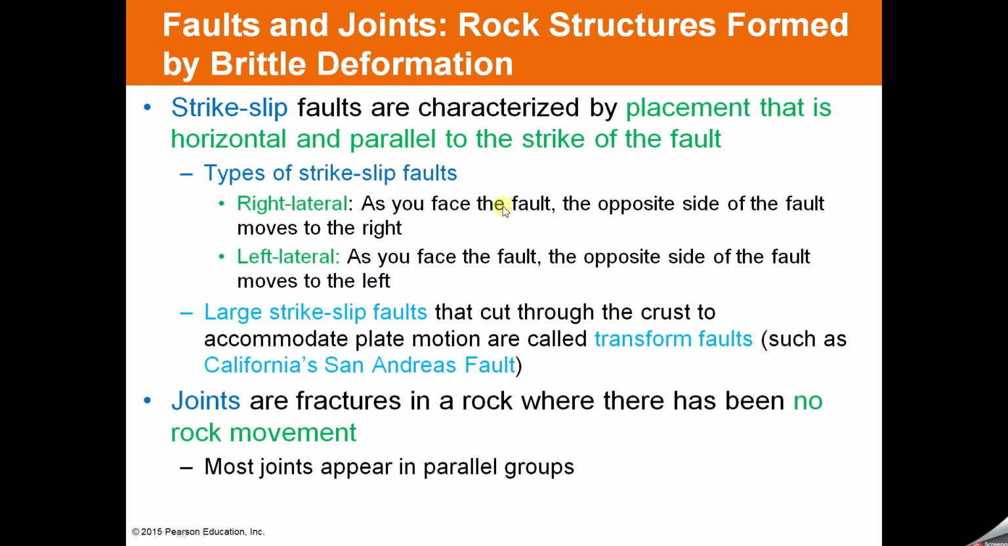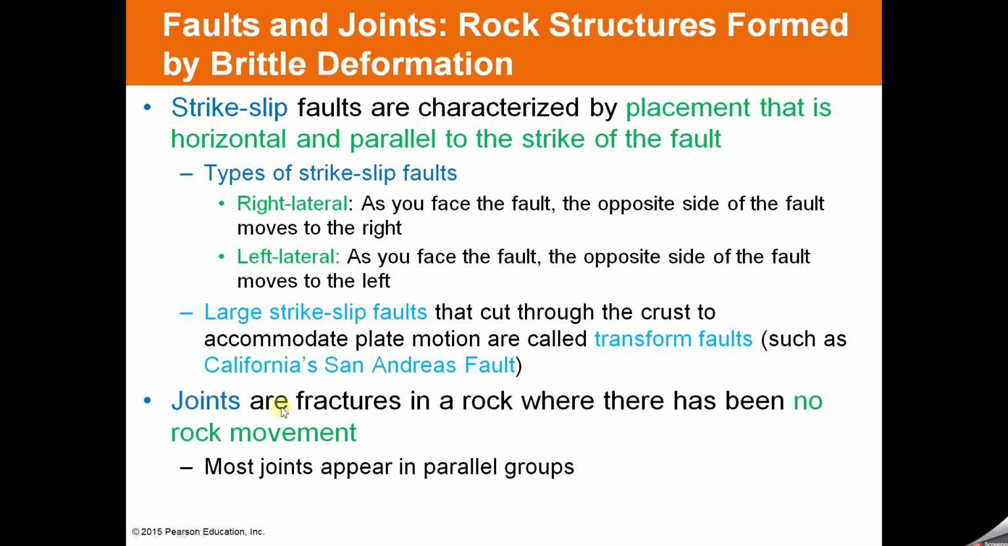Right lateral, as you face the fault, the opposite side of the fault moves to the right. Left lateral is still strike slip. We call it right lateral strike slip, left lateral strike slip. As you face the fault, the opposite side of the fault moves to the left. I'll explain this in the figure when we look at the figure. Large strike slip faults that cut through the crust to accommodate plate motions are called transform faults, such as California San Andreas fault.